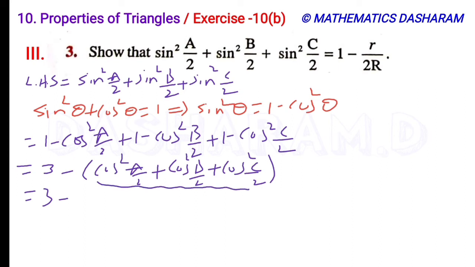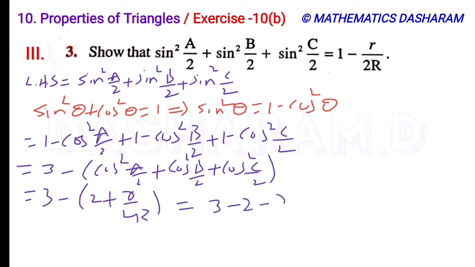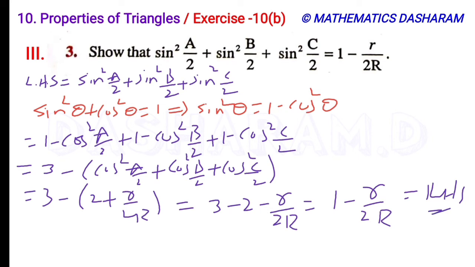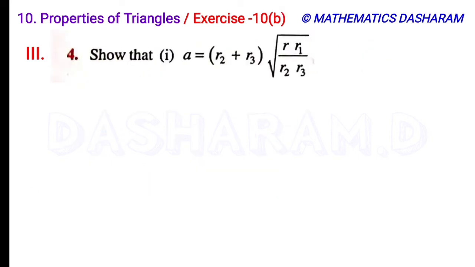So observe the second question once. Its value is 2 plus r/(2R). So then 3 minus 2 minus r/(2R). 3 minus 2 is 1. 1 minus r/(2R). So it is equal to RHS. So hence proved. Next, the fourth question.